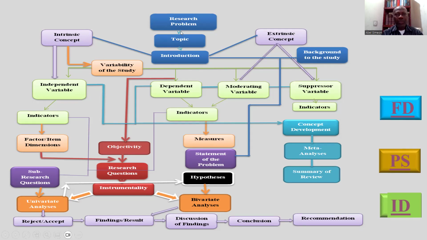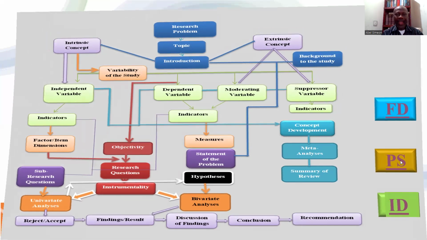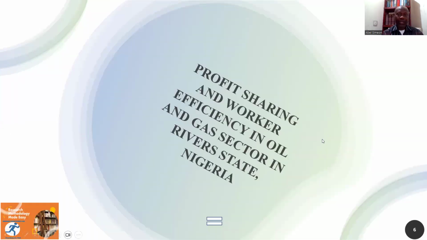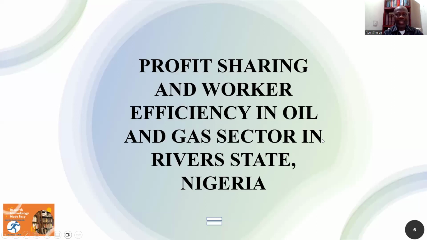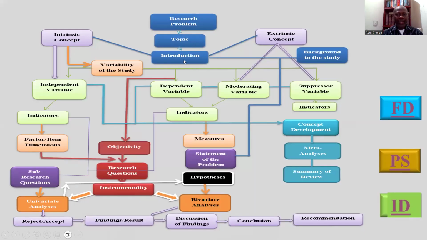Then you transmute that research problem into a topic. The research topic. I want to show you an example of a research topic. Look at it. It says: Profit sharing and water efficiency of oil and gas sector in River State, Nigeria. So that is a topic. Once that topic comes, the next thing you look at is the introduction.